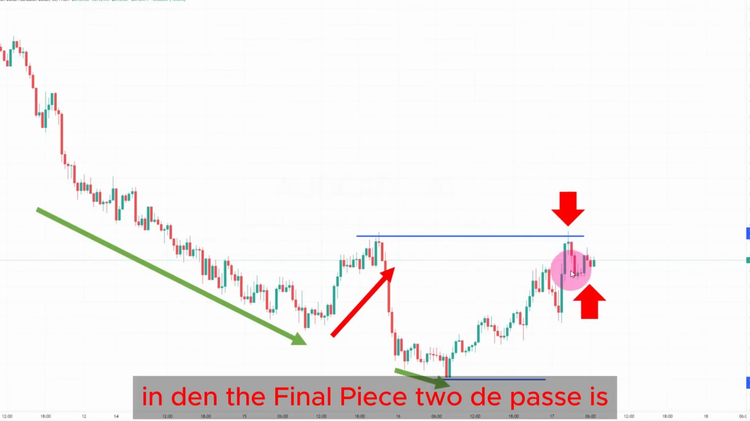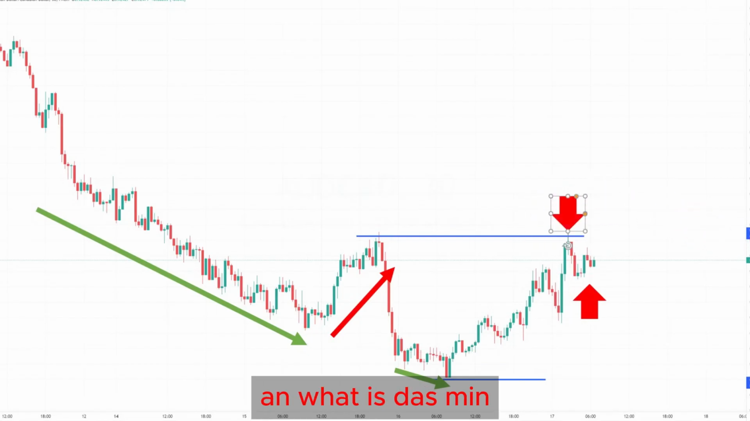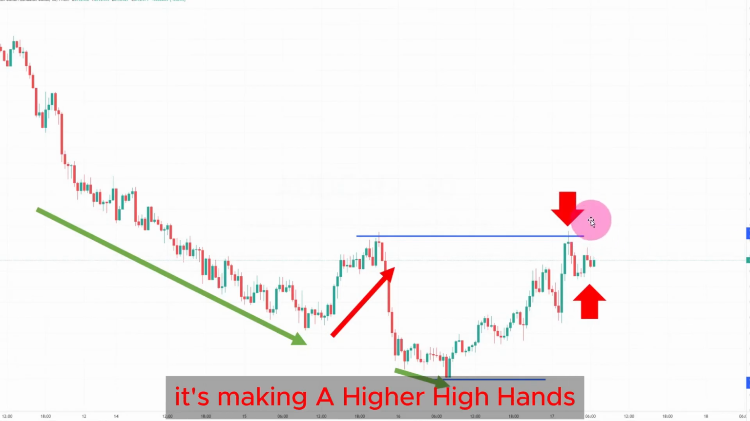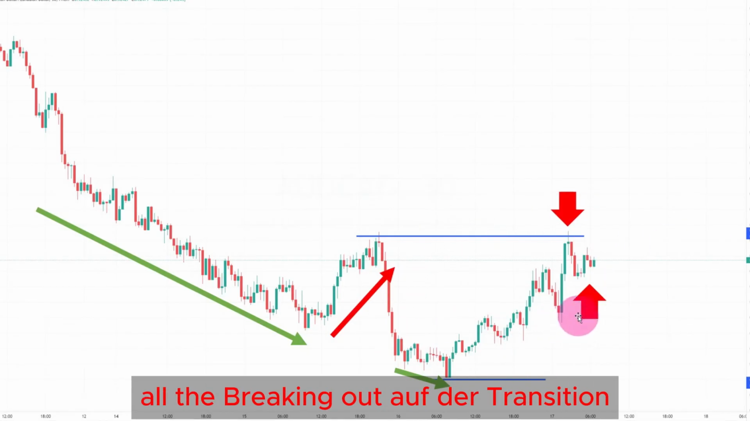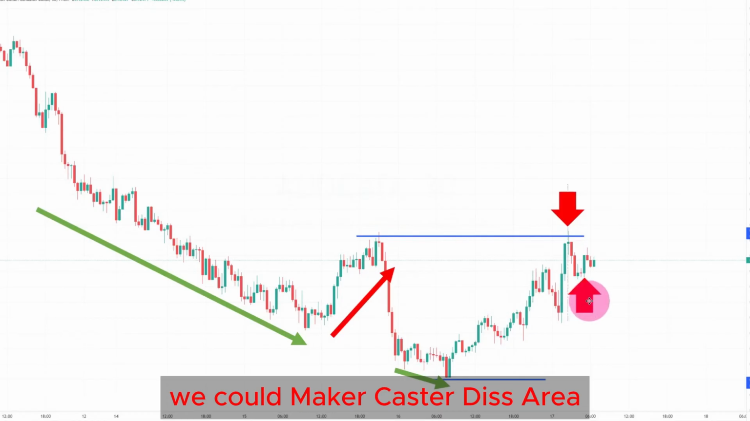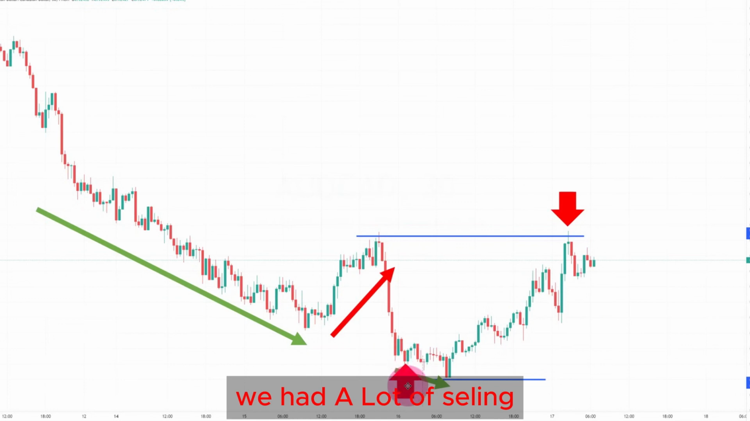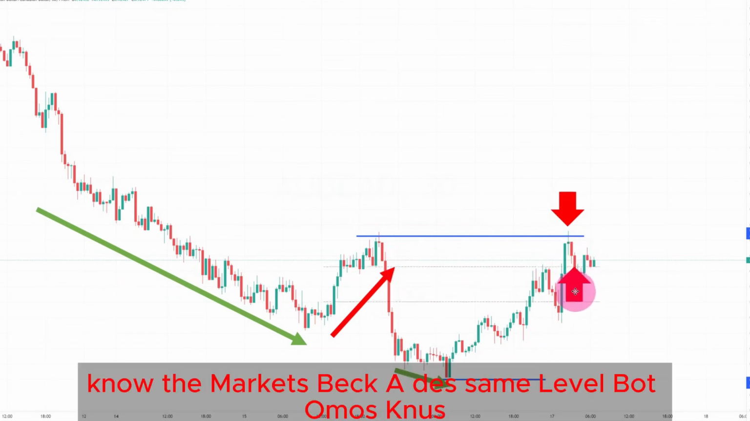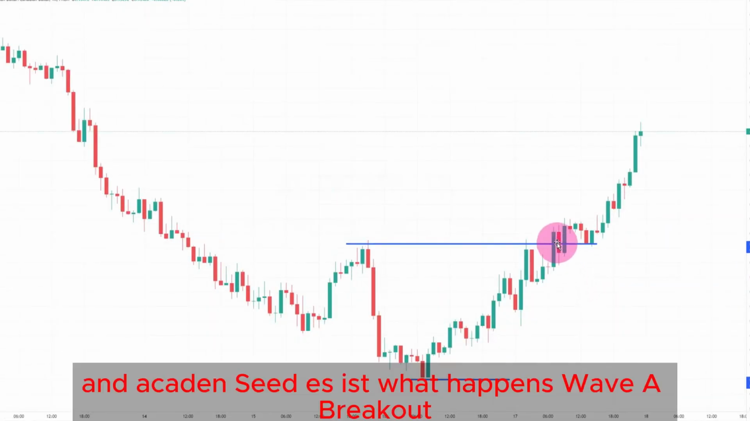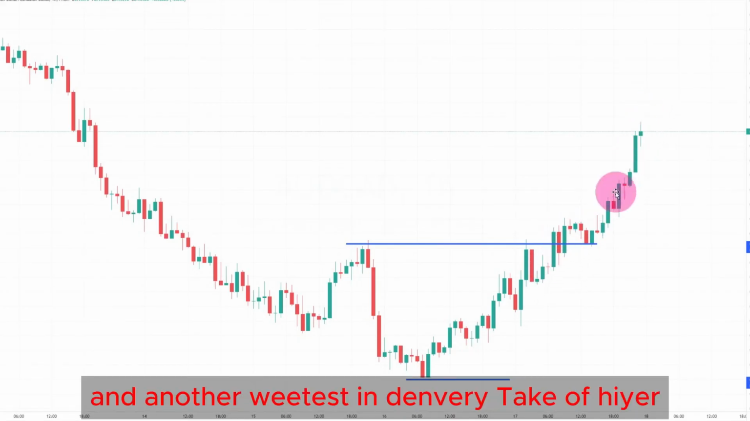And then the final piece to the puzzle is you would like to wait for the market to clear this area. And what does this mean? It would mean that the market, if it breaks above this and if it closes above it, it's making a higher high. And it's also breaking out of the transition. And you can see how we are moving into this with higher highs and higher lows. We could make a case that this area here also resembles a build-up. Whereas when the market was here the last time, we had a lot of selling. Now the market's back at the same level, but almost no selling is going on here. If we turn around, you can see this is what happens. We have a breakout and immediately a stop run and another retest, and then we take off higher.